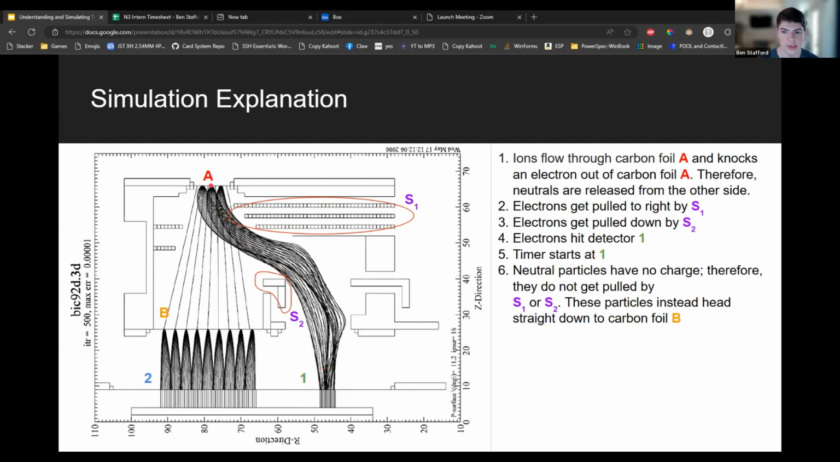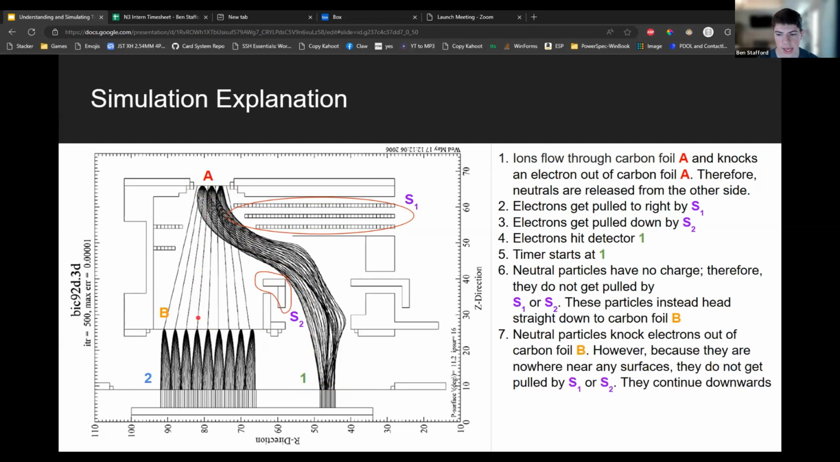From that point on, we go back to the top, and now we're going to see what the neutrals are doing. So when the electron gets knocked out of the shell, the ions turn into neutrals here, which flow straight down. Once they do that, they hit carbon foil B, and again, an electron gets knocked out of the foil. So electrons head straight down to detector number 2, and that stops the timer. So now we have our T value.